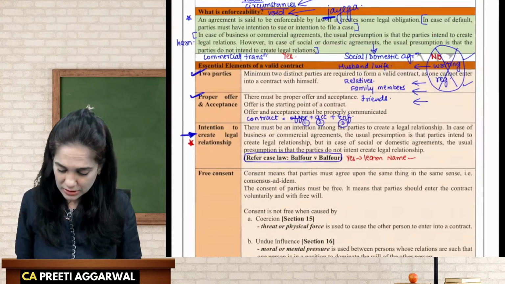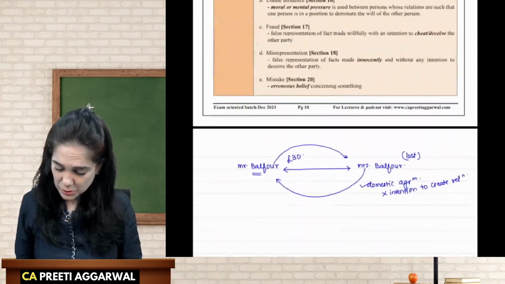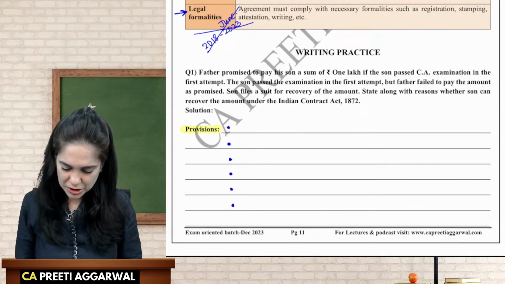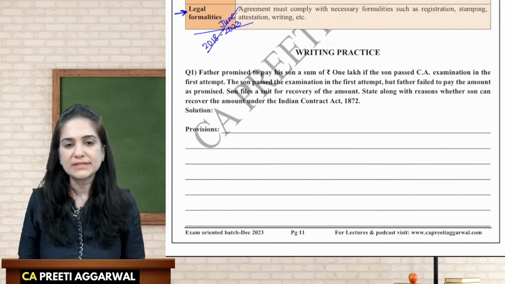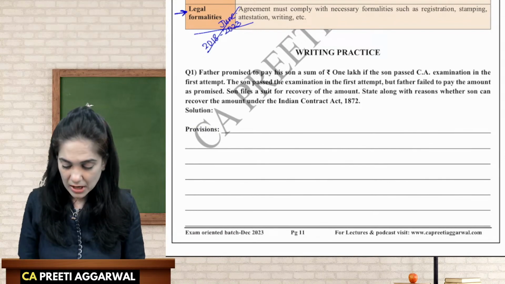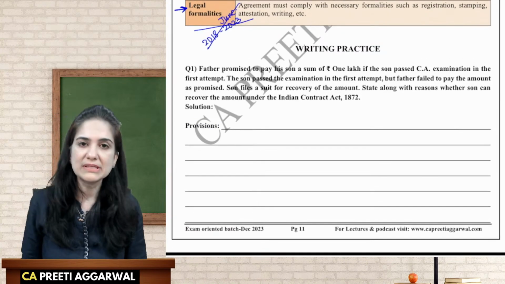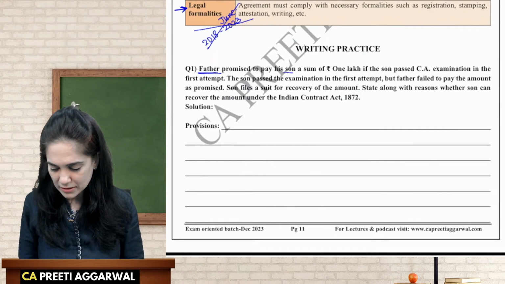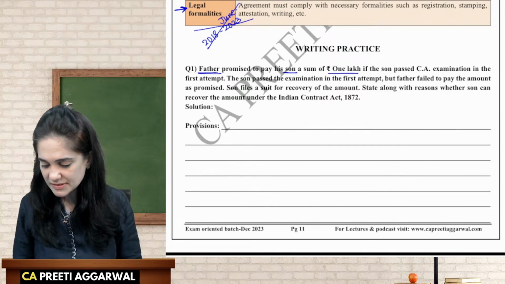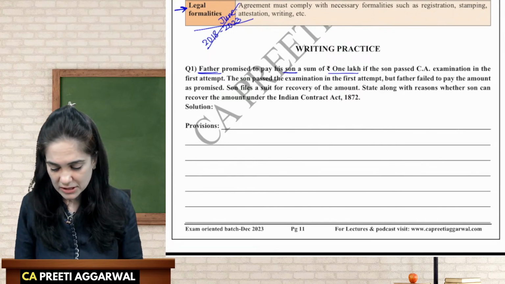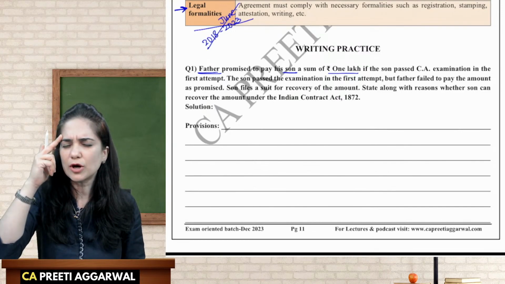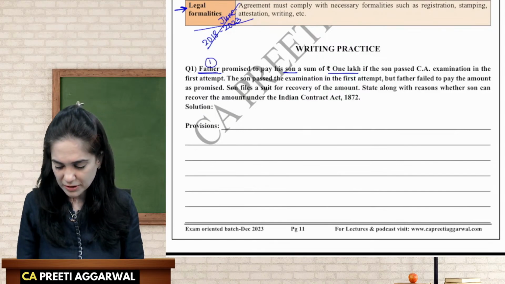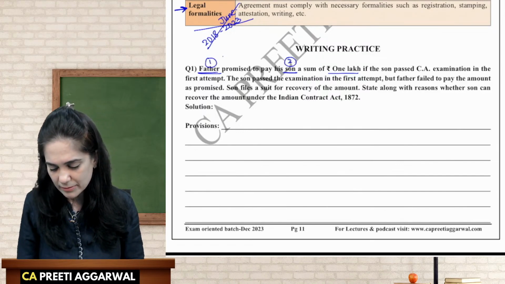Now, on this topic, case-based questions are generally asked. See, this is the type of question that will be asked on the concept of enforceability. Okay. Now, you tell me what are the points that we should include. Father promised to pay his son a sum of 1 lakh rupees if the son passed a CA examination in the first attempt. Now, father is promising to pay his son. Immediately, it should click in your mind, father and son. This is domestic.